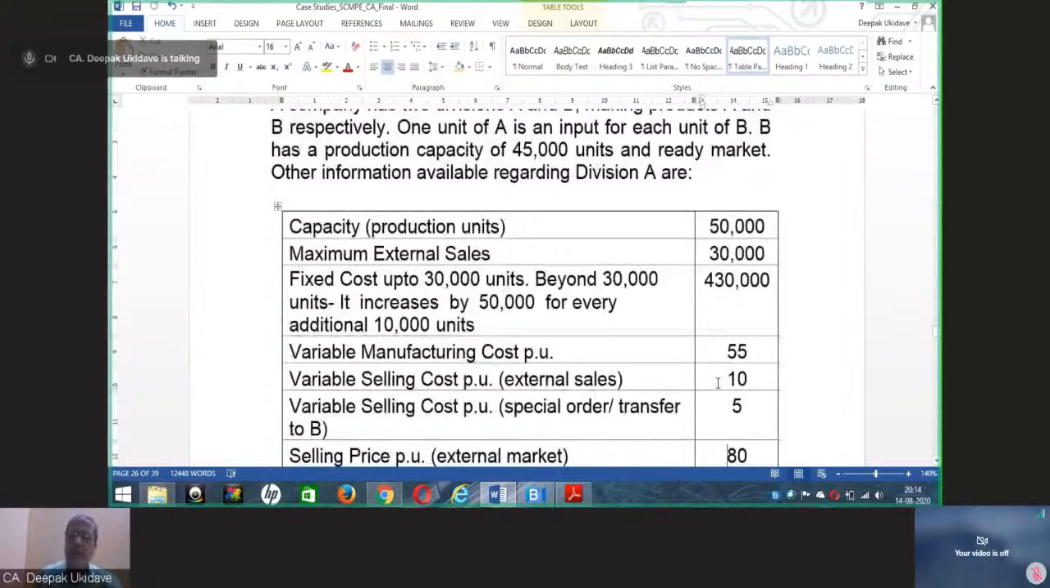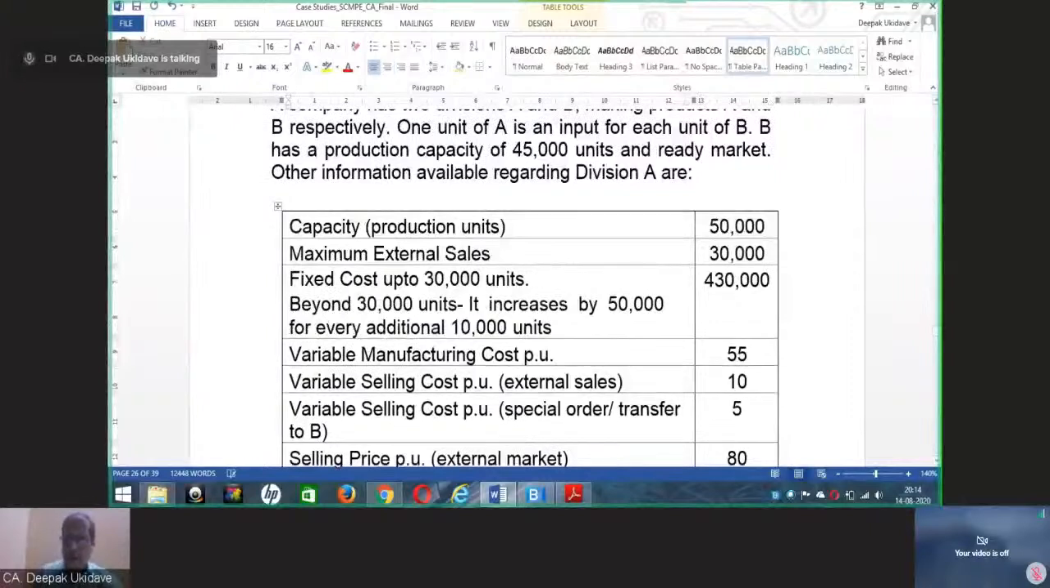Fixed cost up to 30,000 units is 4,30,000, and beyond 30,000 units, it increases by rupees 50,000 for every additional 10,000 units. So fixed cost remains fixed up to a certain level. All of you know the basic fundamental of costing, and it increases thereafter beyond certain additional units.